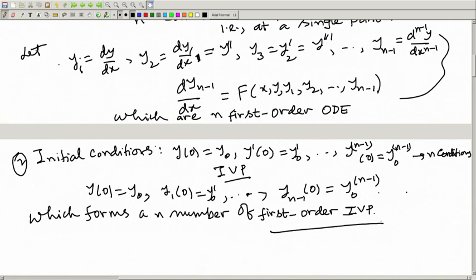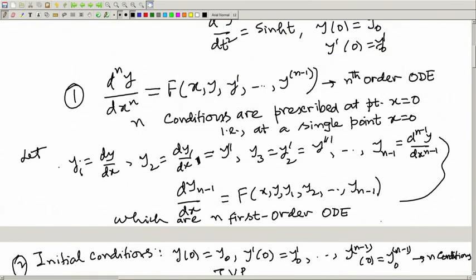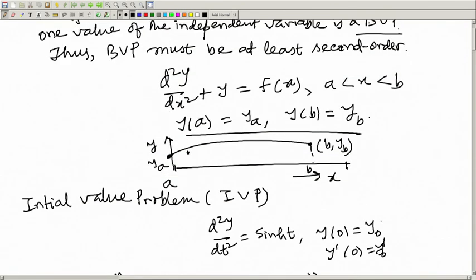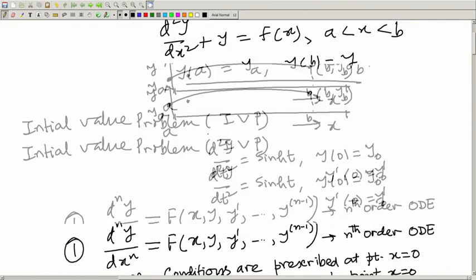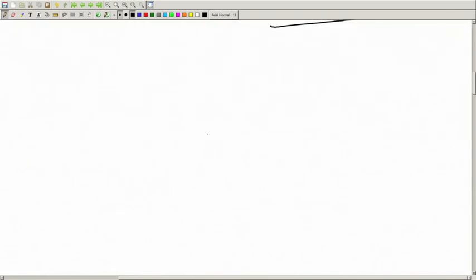But obviously, this trick does not work for the boundary value problem, because as we have defined the boundary conditions, even for the second order boundary value problem, we have conditions at two different points, ya and yb. Even these tricks won't work over here. That means the boundary value problem cannot be reduced to a first order situation. So, we have to handle at least the second order differential equation.